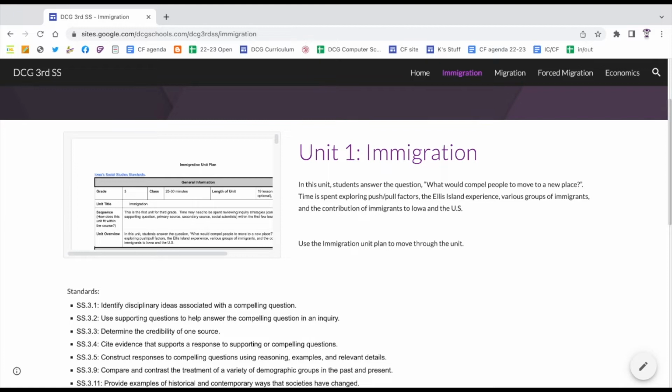In this unit, we focus on the compelling question, what would compel people to move to a new place? We spend time exploring push and pull factors. We look through the Ellis Island experience. We learn about various groups of immigrants, as well as their contributions to Iowa and the United States.